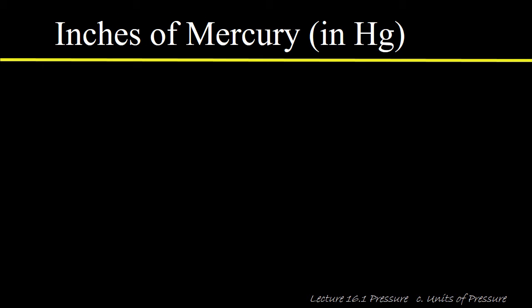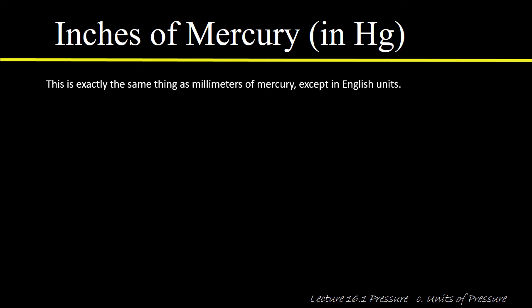All right, the next unit is inches of mercury. This one really, essentially, it's not a new unit. It's exactly the same thing that we just had. Inches of mercury is really exactly the same thing as millimeters of mercury, except that we're using English units instead of metric units. So an inch of mercury is just the pressure that would be accompanied by a column of mercury that is 1 inch high.